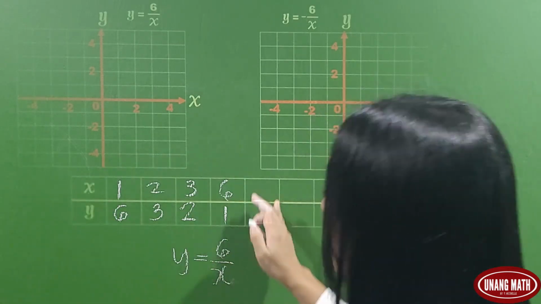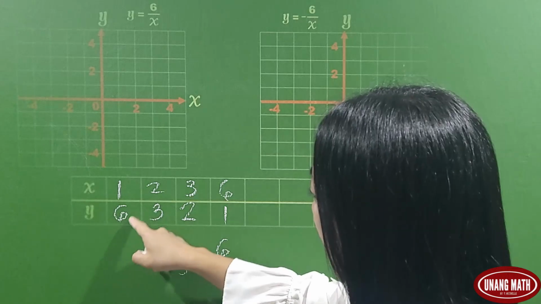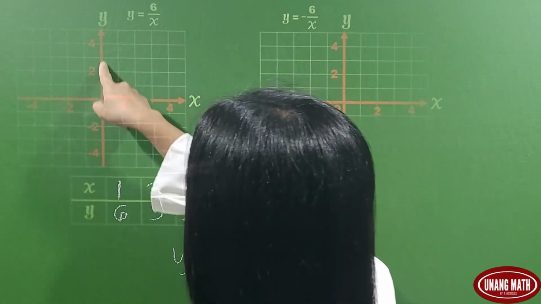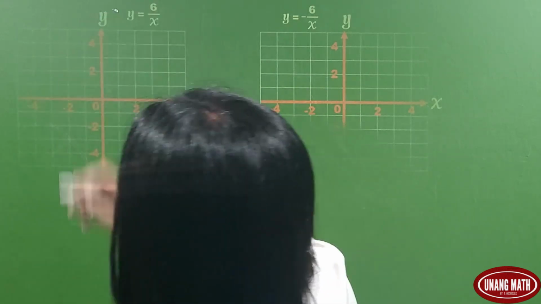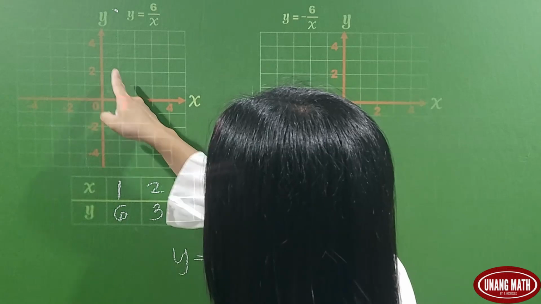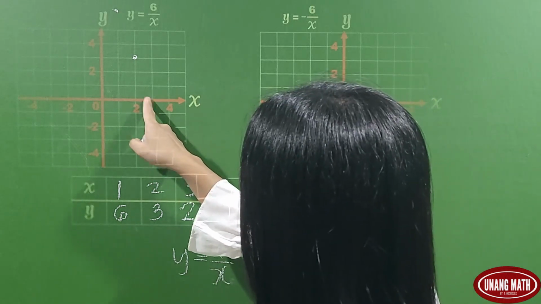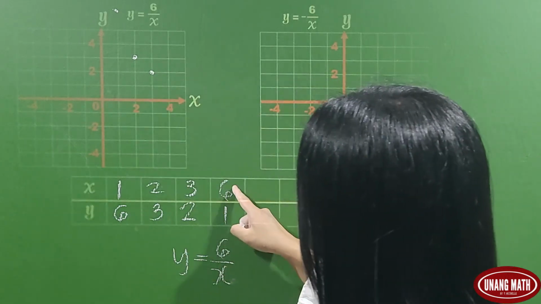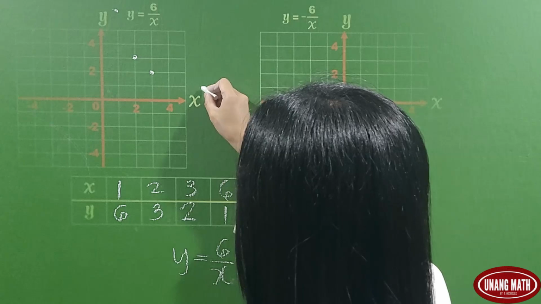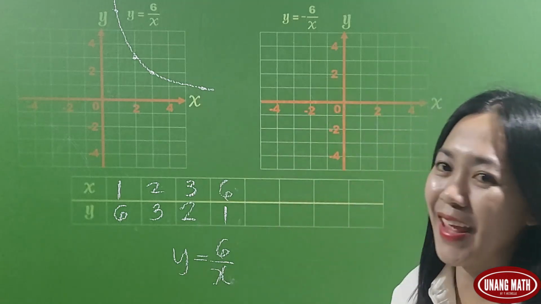Let's plot these points in this coordinate plane. First ordered pair is 1, 6. The x coordinate is 1, y coordinate is 6. So the point is here. What about 2, 3? The x coordinate is 2, y coordinate is 3, so the point is here. What about 3, 2? 3 is the x coordinate, 2 is the y coordinate, point is here. And we also have 6, 1. So x coordinate is 6, y coordinate is 1, so the point is here. Let's draw the graph. The graph looks like this.